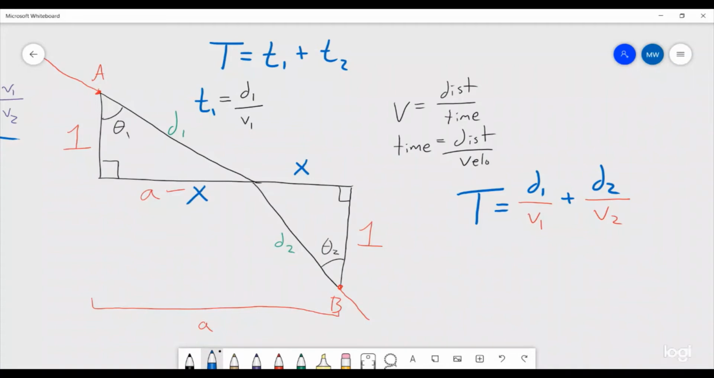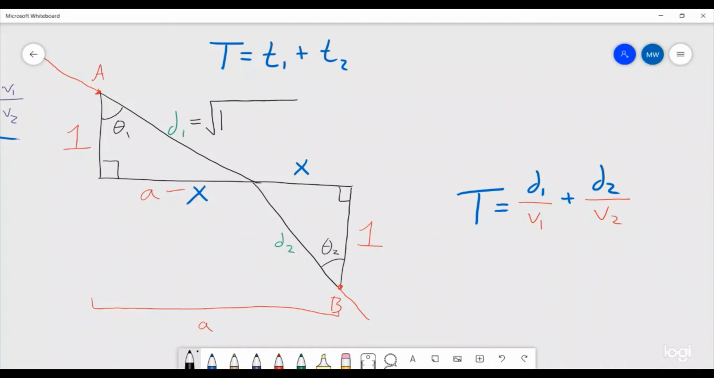So now that we have that, we can actually solve for both distance 1 and distance 2 in terms of x. So let's go through and do that real quick. Using the Pythagorean theorem, distance 1 is going to be the square root of 1 squared plus (a minus x) squared. And distance 2, using the Pythagorean theorem, is the square root of 1 squared plus x squared. So we can now have a function in terms of only x's and constants.